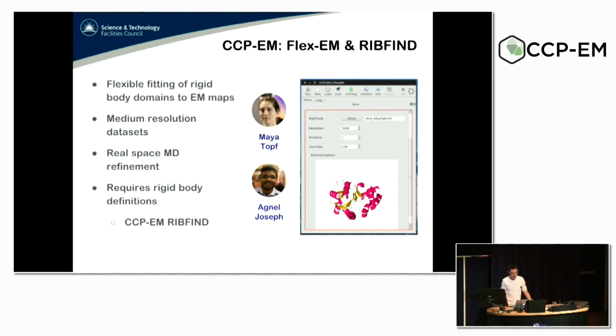So it works best at sort of medium resolution. What it does is you give a set of rigid body definitions, so secondary structure elements, for example, and then it performs a real space MD refinement to push those blocks of your structure into the map. So for this, obviously, it requires rigid body definitions, and then we have this helper program called RibFind, which allows you to define these secondary structure elements.